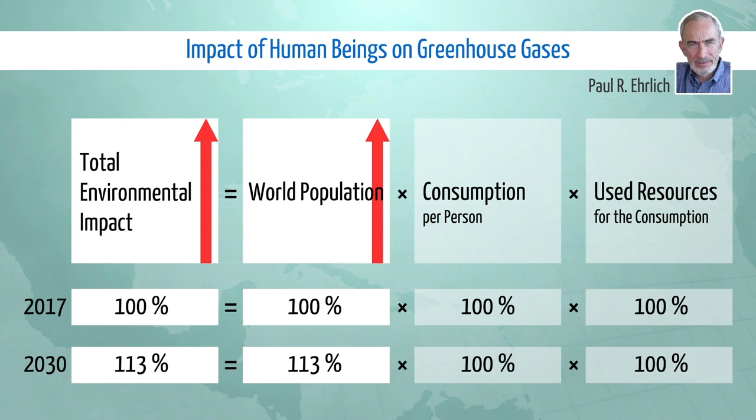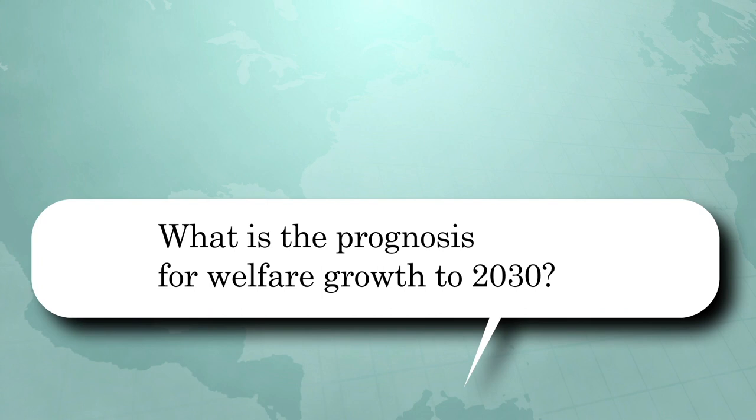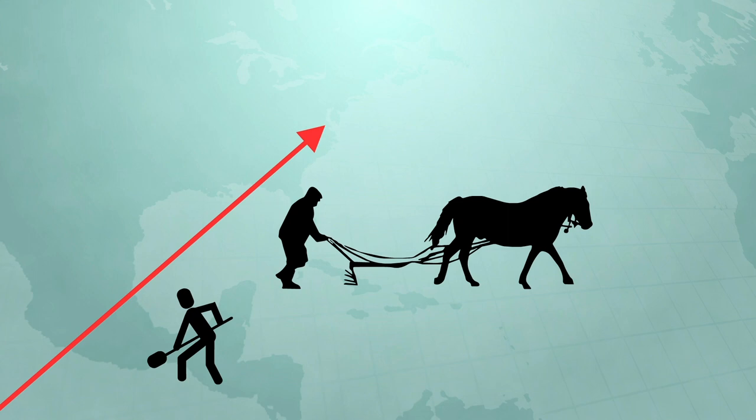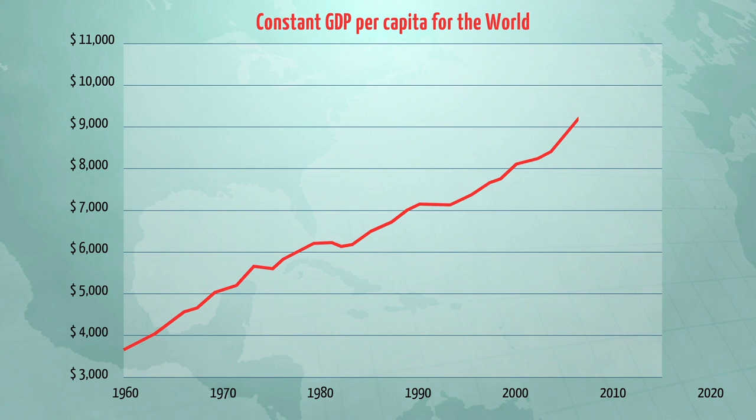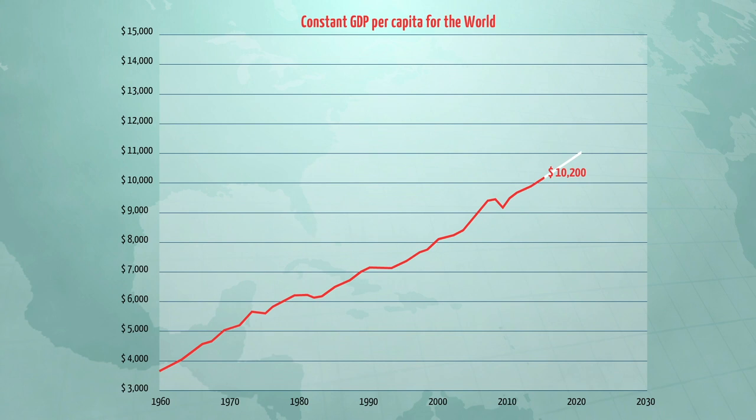What is the prognosis for welfare growth to 2030? The current prognosis points to increased productivity because humanity, just as in the past, continues to find more efficient and effective ways to produce goods and services. This has a direct effect on the increase of gross domestic product per person. The lowball scenario forecasts a growth percentage of 1%, and the highball scenario is 2.8%.